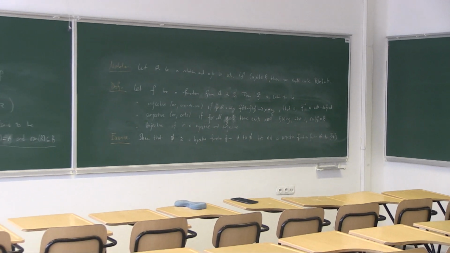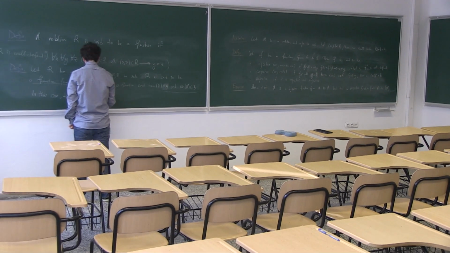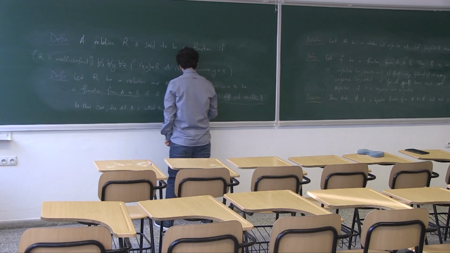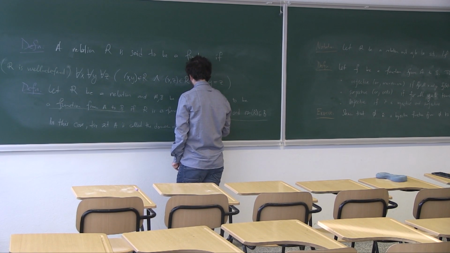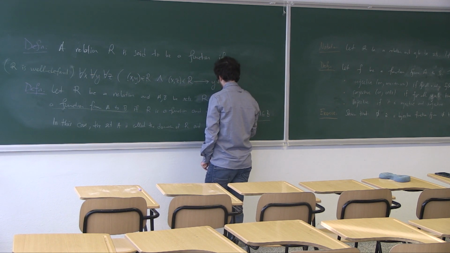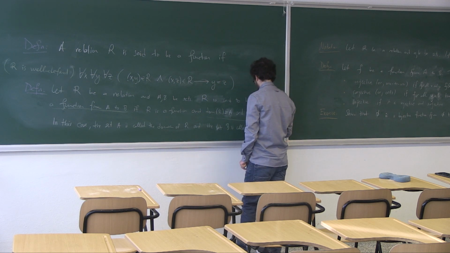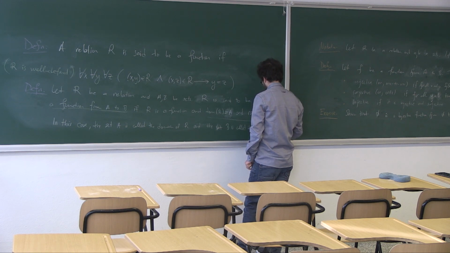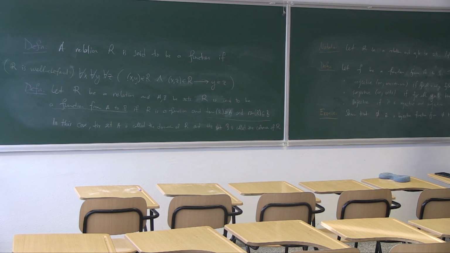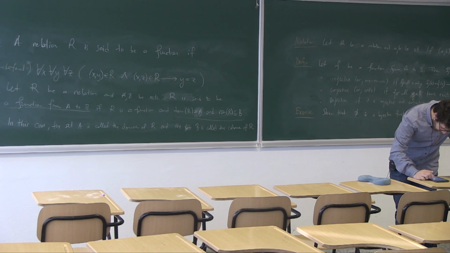Let me make an addition to this definition. In this case, the set A is called the domain of R, and the set B is called the codomain. Okay? So, that's that.